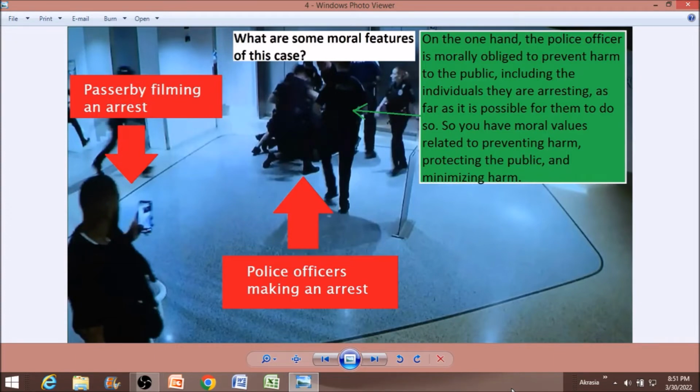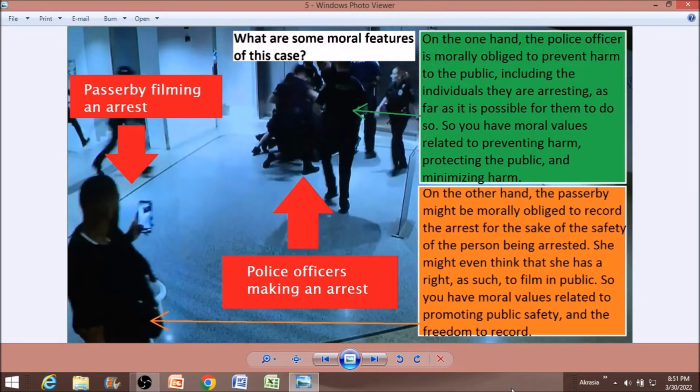And what moral values might be entailed by this? Moral values related to preventing harm, protecting the public, and minimizing harm. Those seem to be fairly obvious moral values, although we could probably come up with much more than that. But let's just go with that very slim criteria.